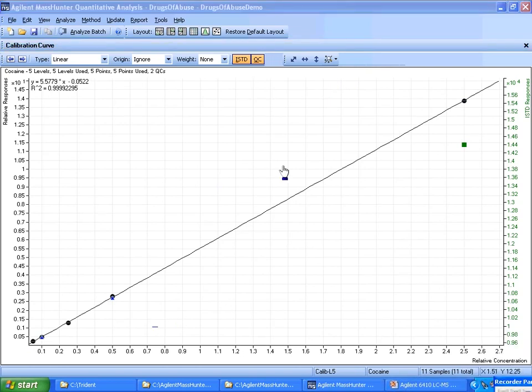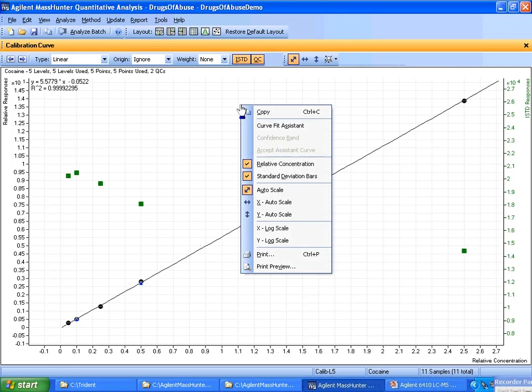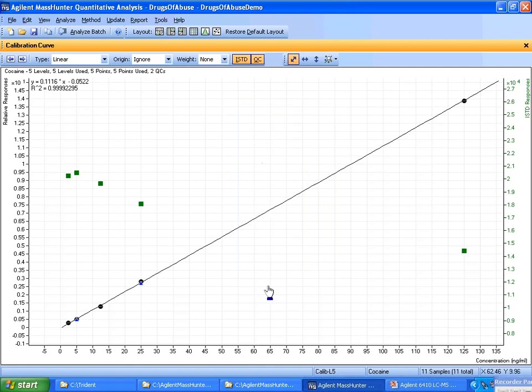Going back to the big picture, auto-scaling horizontally and vertically, let's look at the options that we've got in terms of calibration curve fit presentation. Now, I've got the x-axis as relative concentration, but I could also pick and see that just as flat concentration, which might be better if I'm oriented to thinking about the amount of compound that I put into each level.